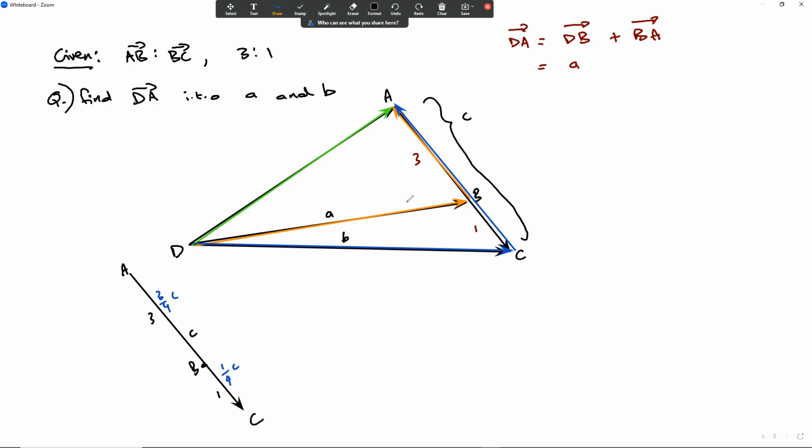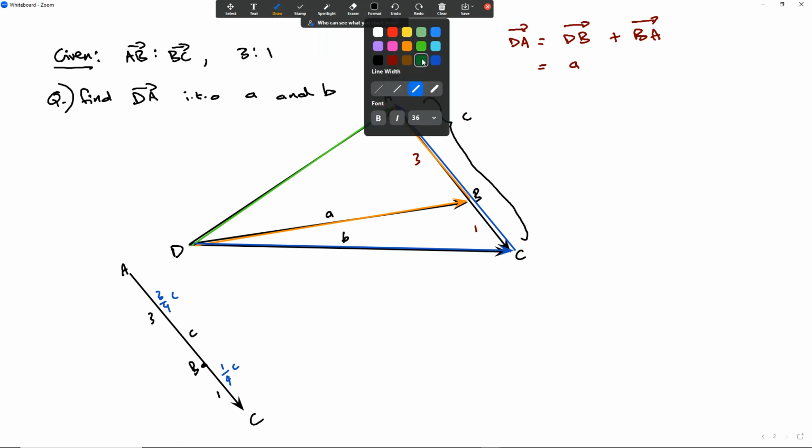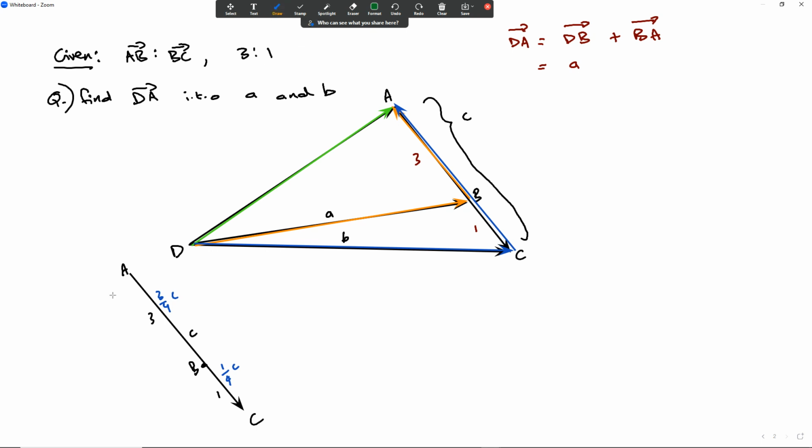All right. And both of them are going in the same direction. This is going to be going from A to B, and this is going to be going from B to C, like that. Okay. We got 3/4 of C from A to B, and 1/4 of C from B to C.